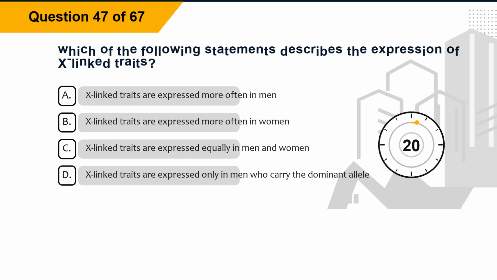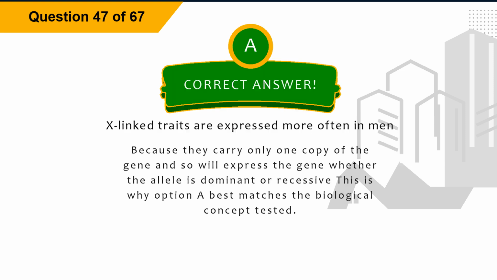Question 47. Which of the following statements describes the expression of X-linked traits? Option A, X-linked traits are expressed more often in men. Option B, X-linked traits are expressed more often in women. Option C, X-linked traits are expressed equally in men and women. Option D, X-linked traits are expressed only in men who carry the dominant allele. The correct answer is option A, X-linked traits are expressed more often in men. Explanation: Because men carry only one copy of the gene, they will express the gene whether the allele is dominant or recessive. This is why option A best matches the biological concept tested.